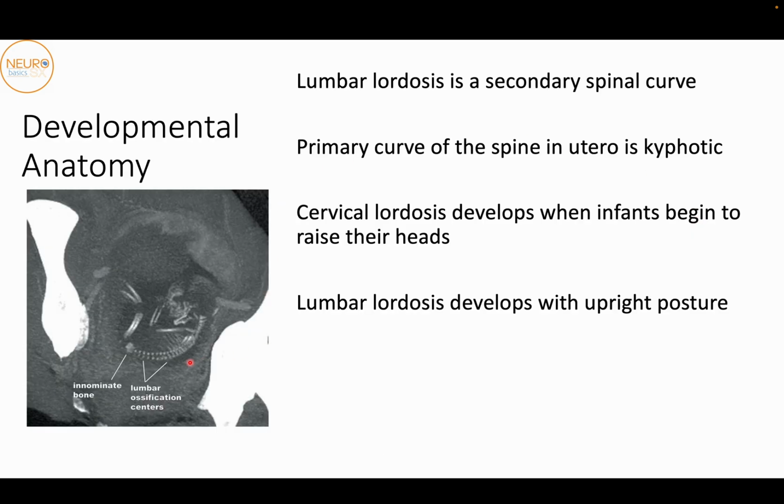Right. So the thing with development is that actually the primary curvature of the spine is a kyphotic curvature. So in utero, the entire spine is more or less kyphotic. So the secondary curvatures of cervical lordosis and lumbar lordosis develop much later. Cervical lordosis develops when the child is able to hold and lift their own head. Lumbar lordosis develops when the child is able to walk upright.